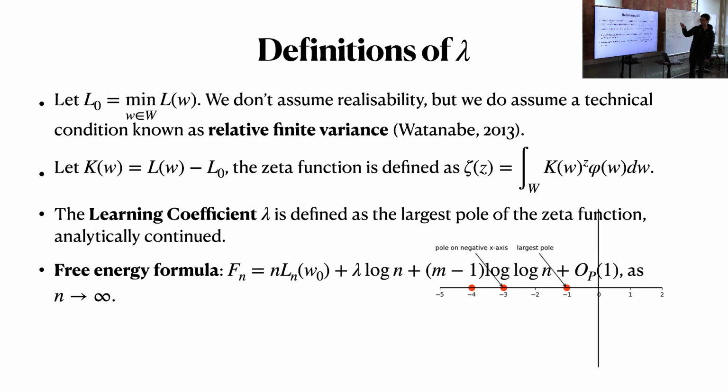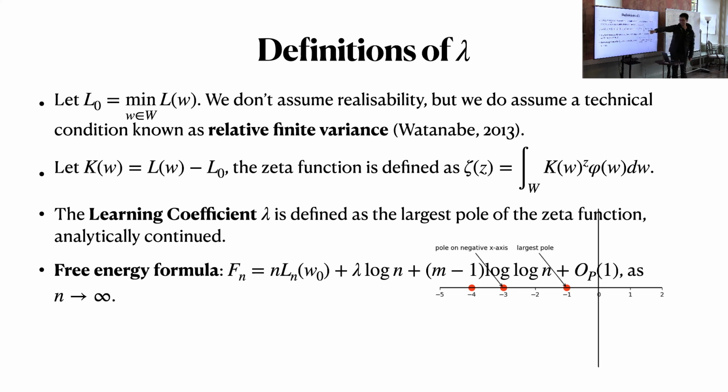Lambda, the learning coefficient, is defined to be the largest pole. Now that it is on the negative real axis, meaning it is on the real numbers, it is actually orderable. So let's look at the largest one, meaning the one closest to 0. Another sign error. The usual one. Okay. The picture is correct, right?